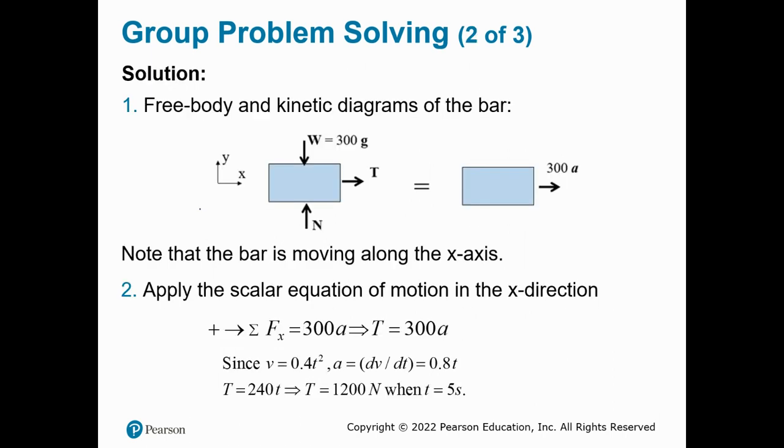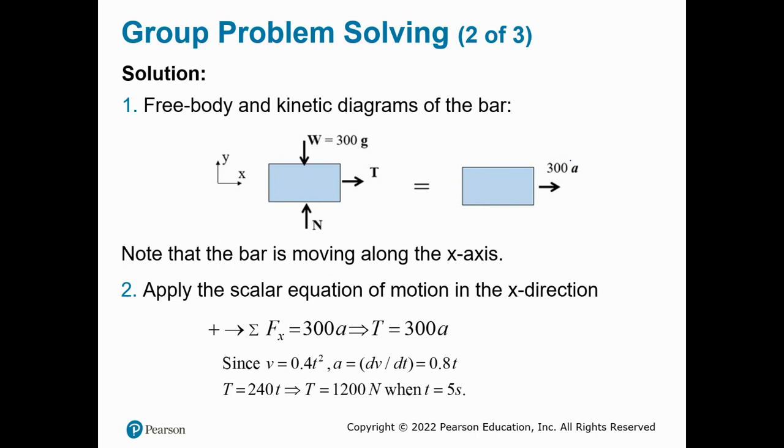And again, we're going to first draw our free body diagram. The free body diagram for the block is: we always have a weight coming down, normal force perpendicular to the support surface, and then the tension pulling to the right. And then on the right hand side, the kinetic diagram will be ma. We're going to write out our equation.